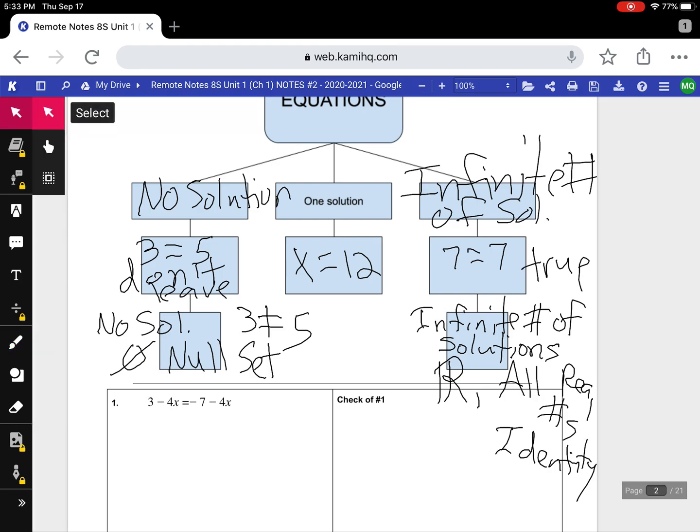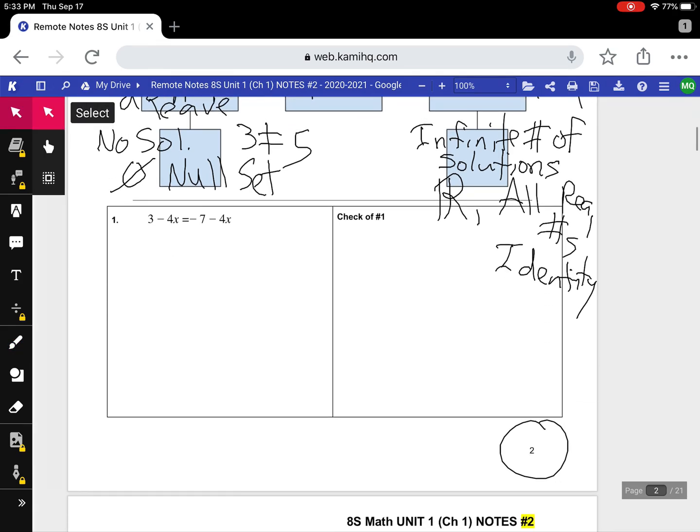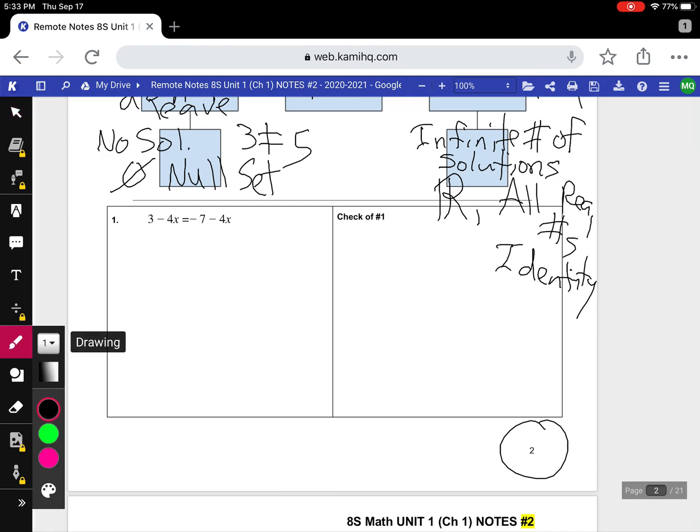Okay, let's keep going down now. So what does this all really mean? Let me get to my writing pen. Okay, so here we have 3 minus 4x equals negative 7 minus 4x. It just looks like a standard multi-step equation. I'm going to add my 4x to both sides. When I do that, these cancel. I get 3 equals, and look at that, the right side cancels as well. I get 3 equals negative 7.